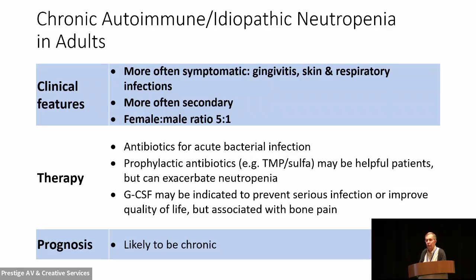And GCSF is more likely to be indicated for adults because it can prevent serious infection and improve quality of life. But as many of you have found, it's a fine balance between enough GCSF to raise a neutrophil count, but not so much as to cause bone pain. And often, in order to maintain an adequate neutrophil count, there is bone pain. That's something that I know gets a lot of attention at this conference because it's a serious issue. And unlike childhood, where it's likely to resolve, it's more likely to be chronic in adults.